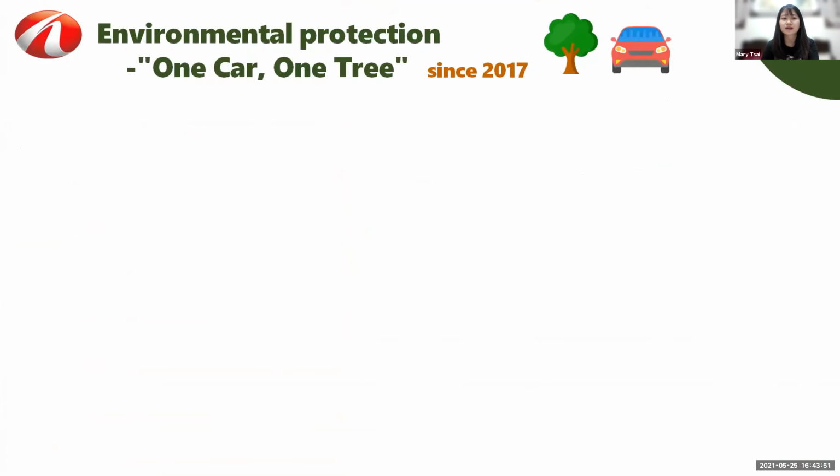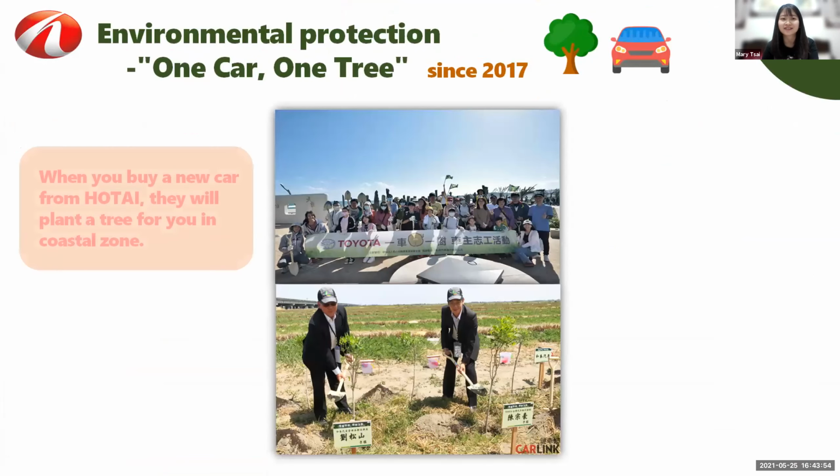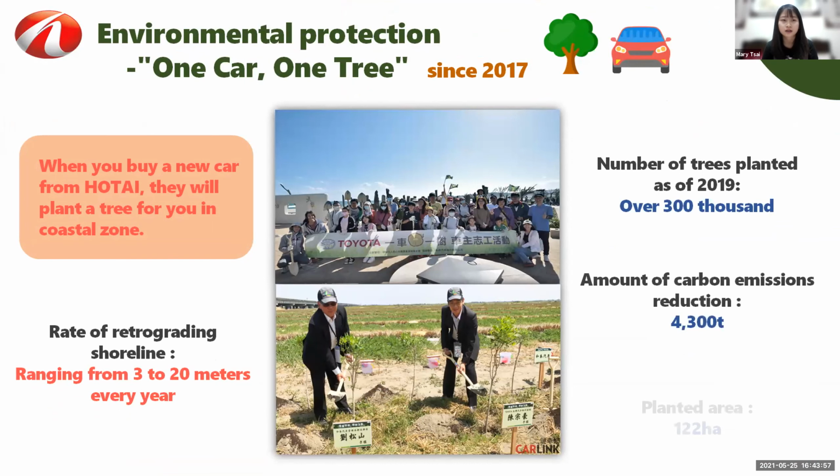So in the next part of CSR, I will share with you the environmental protection in Hetai. And Hetai has held an activity called One Car, One Tree since 2007. It means when you buy a new car from Hetai, they will plant a tree for you in a coastal zone in Taiwan. Because right now in Taiwan, the rate of retrograding shoreline is ranging from 3 to 20 meters every year. So by these activities, Hetai has already planted over 300,000 trees during 2007 to 2019, and they have already reduced 4,300 tons of carbon emissions, and the planted area has reached 122 hectares.